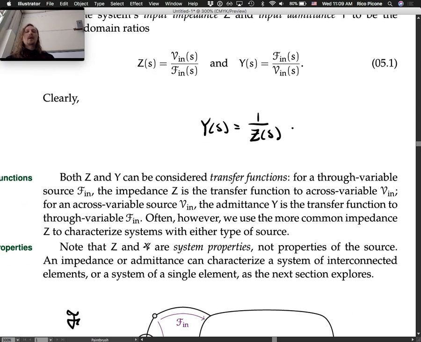Often, however, we use the more common impedance z to characterize systems with either type of source. So we don't necessarily use admittance at all. We often just use impedance. I think that impedance is a little bit more intuitive for us. And primarily the reason for that is that resistance is a type of impedance. And it's common for us to be intuitive about resistors versus thinking about how well something conducts. Thinking about how well it resists is a little easier for us. For whatever reason, probably just because that's what we're used to.